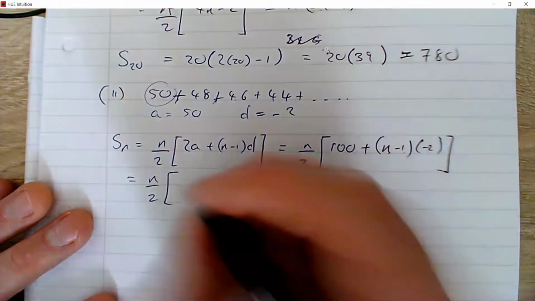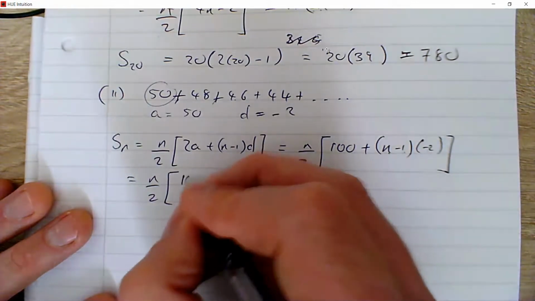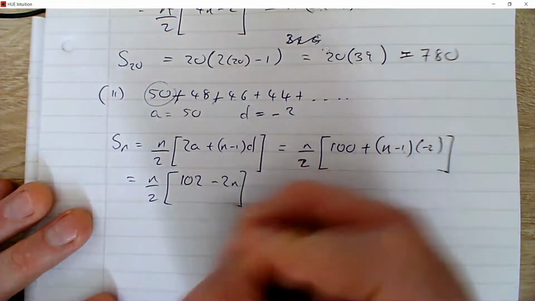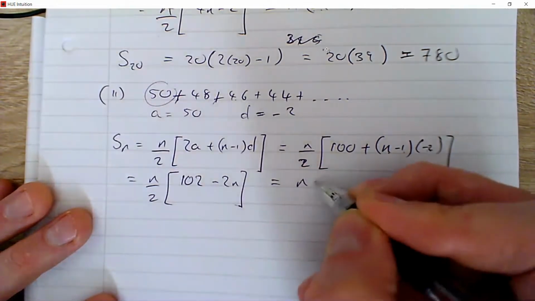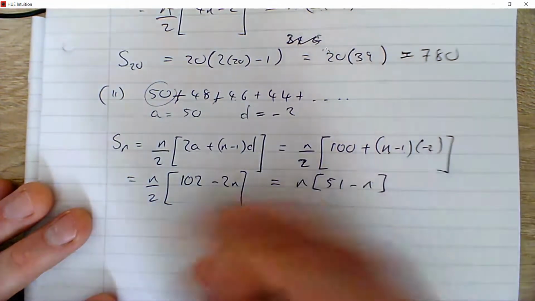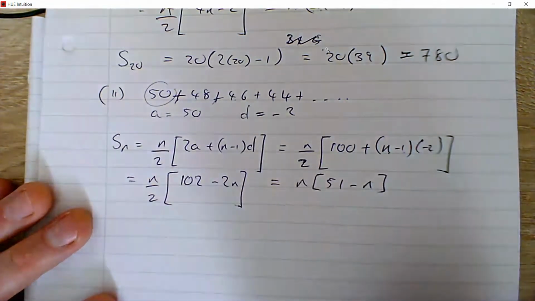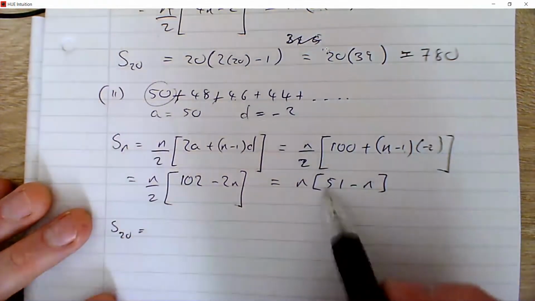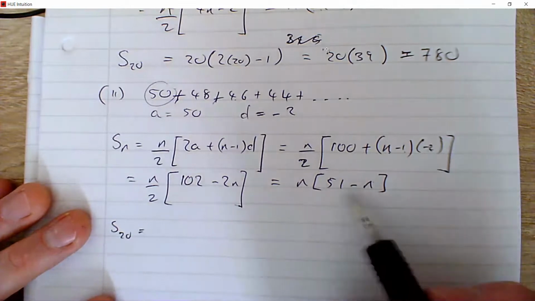So it's 100 plus 2 is 102. And then minus 2 times n is minus 2n. Dividing through by 2, you get n times 51 minus n. Okay, that's a common 2 top and bottom. And then S20. Again, it's always good to check, actually. Does it work for a low number? So pick 3 or 4.